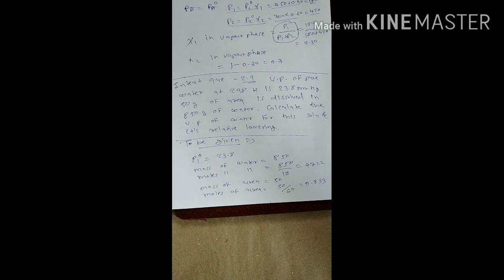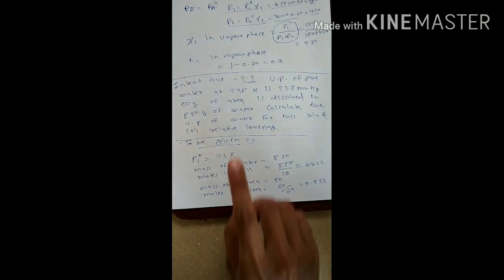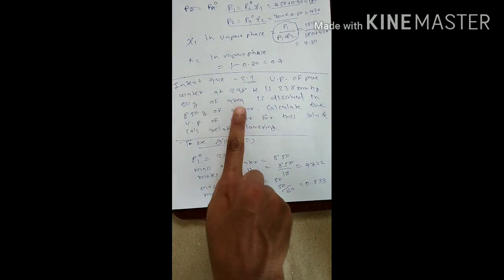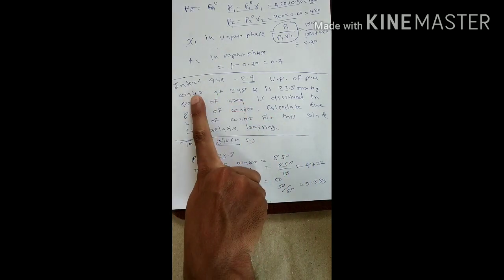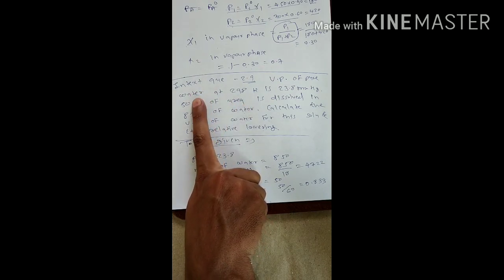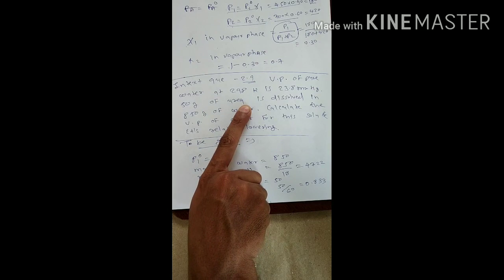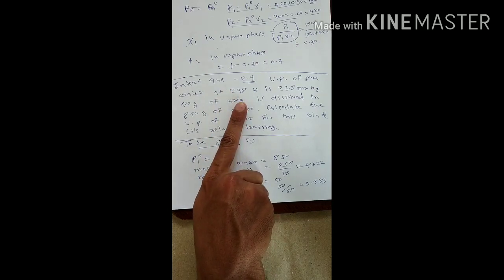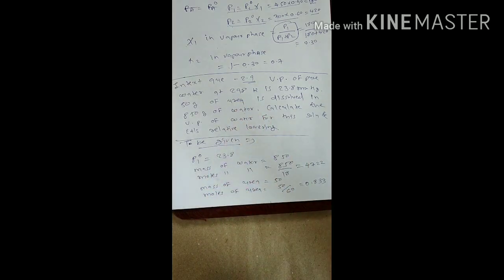Now here we have a solution of water and urea. Water is in liquid form, urea is in solid form. So what is the mixture here? Volatile solvent plus non-volatile solid. Urea is solid, so it is non-volatile. So here we are going to use another formula of Raoult's law.